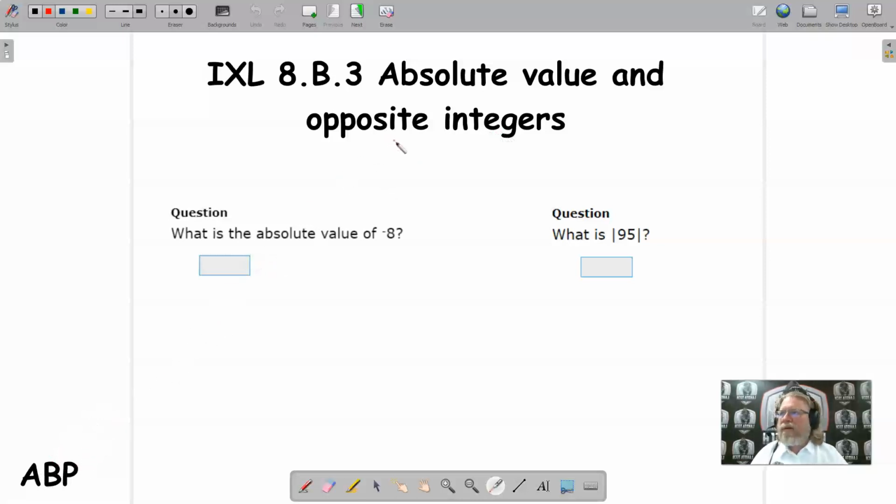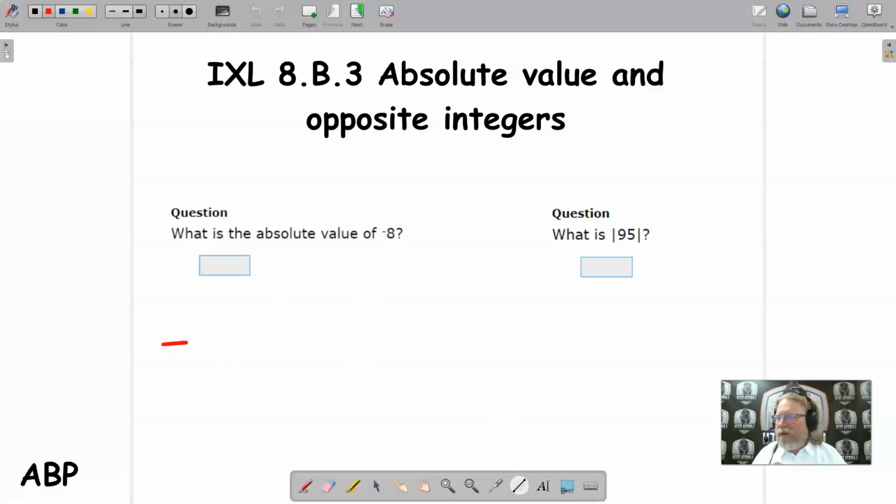So we talked about absolute value in lesson 1.4, and we learned that absolute value is all about the distance from 0 on a number line. So any number that you find on the number line, look at its distance from 0, and that is its absolute value. So on the first one, it says, what is the absolute value of -8?